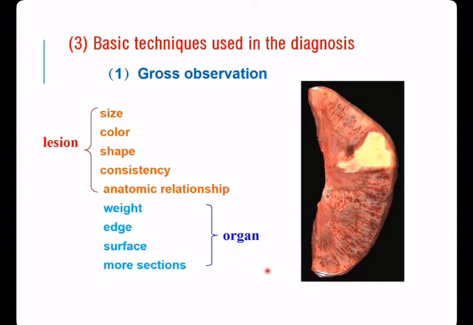The picture on the right side is splenic infarction. Here is the lesion. We should describe its characteristics following the directions. For example, the lesion is located close to the capsule. It's triangular with light yellow color and a clear border.